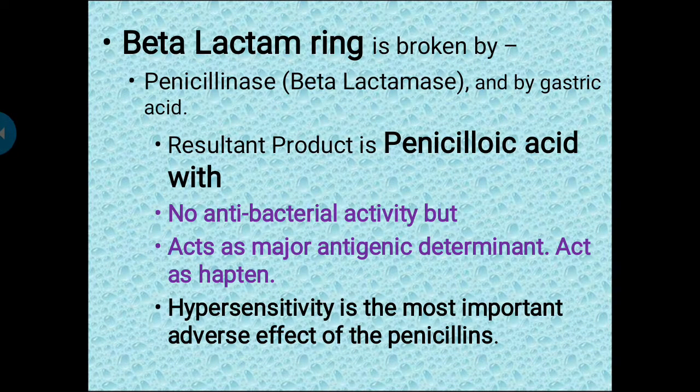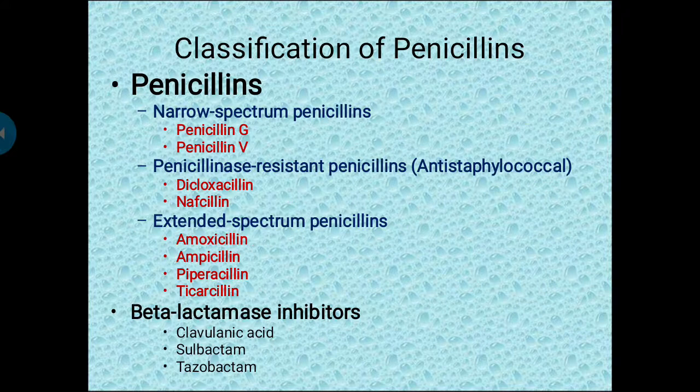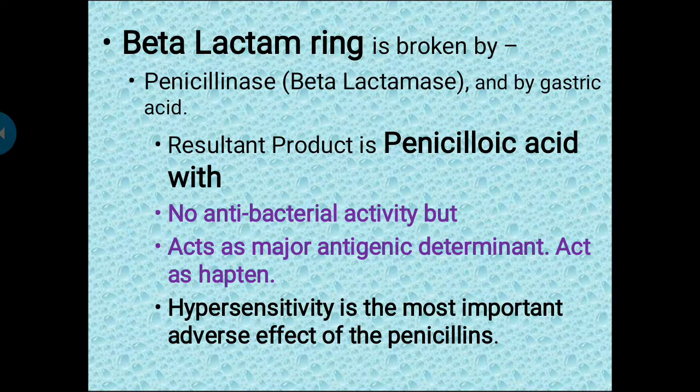The beta-lactam ring is broken by penicillinase and by gastric acid. That's why conventional penicillins are not given orally. The resultant product is penicilloic acid. It has no antibacterial activity but acts as a major antigenic determinant, acting as a hapten. Hypersensitivity reaction is the most important adverse effect of penicillin. Penicillins destroy the cell wall, which we lack. That's why overall adverse effects are less, but it can cause some hypersensitivity reaction that is due to the penicilloic acid moiety, which is derived after penicillin is broken down by the beta-lactamase enzyme.